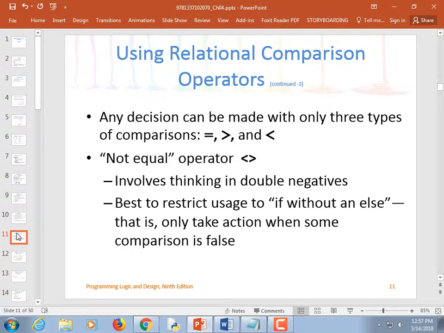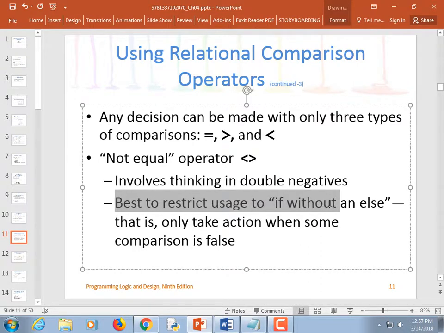So any decision can be made with only 3 types of comparisons. You're equal, you're greater than, or you're less than. But not equal involves thinking in double negatives. Sometimes you can get your brain warped because once you have too many knots in your logic, no pun intended, it's best to restrict the usage to if without an else. Only take an action when some comparison is false.